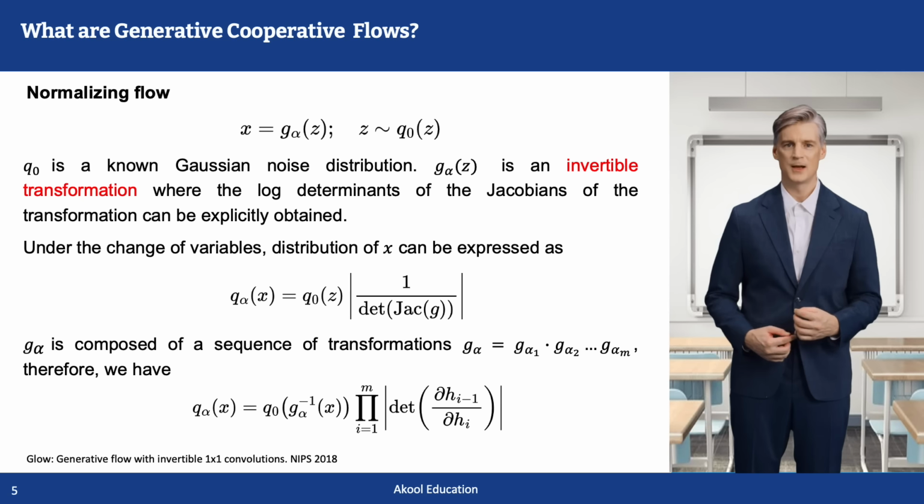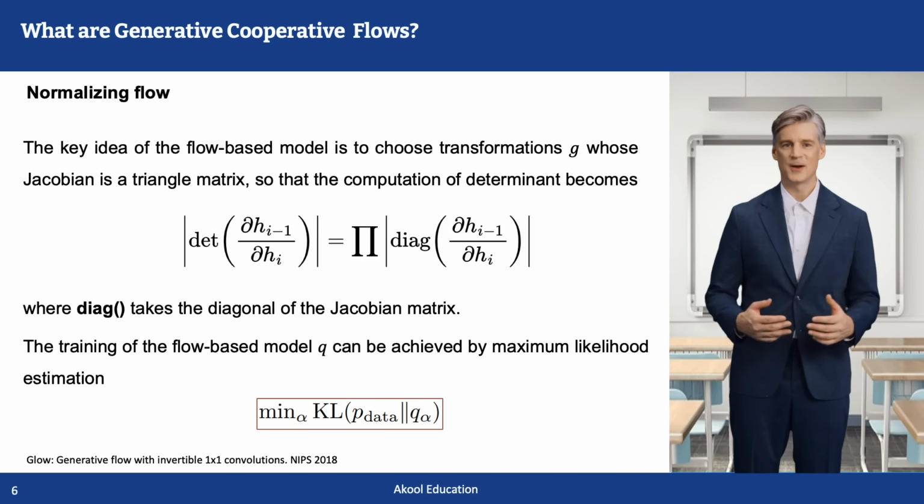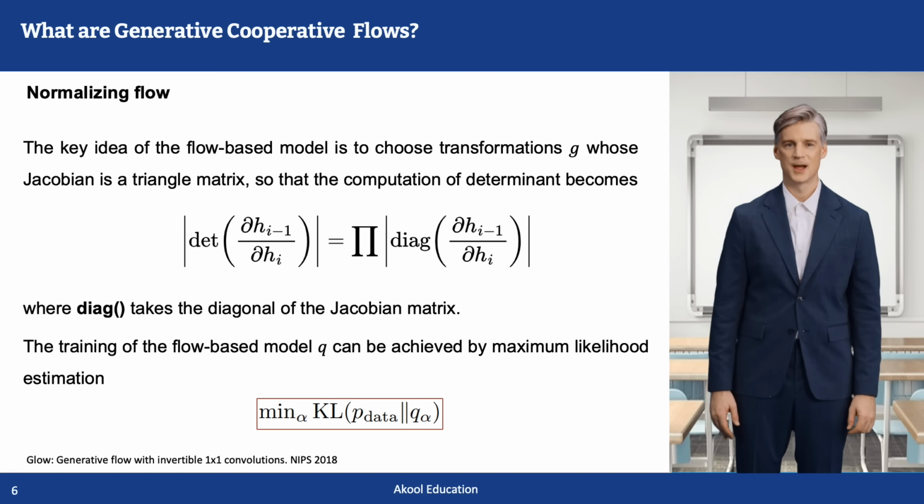Let X denote the data, for example, an image, and Z denote the latent variables drawn from a Gaussian distribution q0. To ensure exact likelihood computation, the transformation network parameterized by g_alpha needs to be a sequence of invertible transformations, each with a Jacobian whose log determinant can be computed explicitly. Also, another key idea of the flow-based model is to choose each transformation so that its Jacobian is triangular. This makes the computation of the determinant simply the product of its diagonal elements, which allows for efficient computation during training and inference. The training of the flow-based model can be achieved by maximum likelihood estimation.